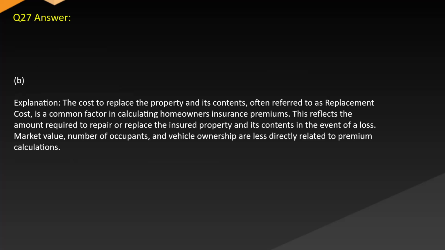Answer B. Explanation. The cost to replace the property and its contents, often referred to as replacement cost, is a common factor in calculating homeowners insurance premiums. This reflects the amount required to repair or replace the insured property and its contents in the event of a loss. Market value, number of occupants, and vehicle ownership are less directly related to premium calculations.